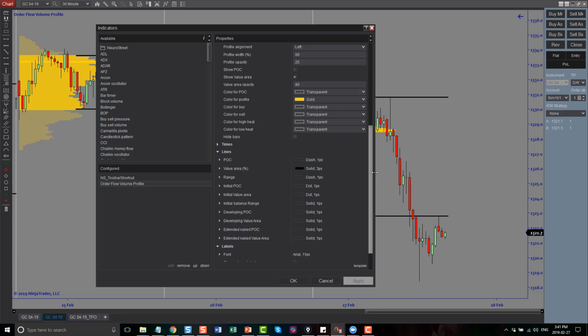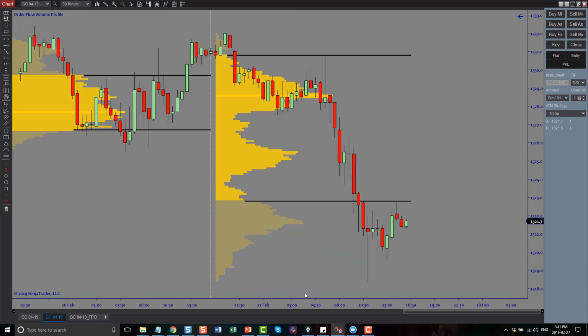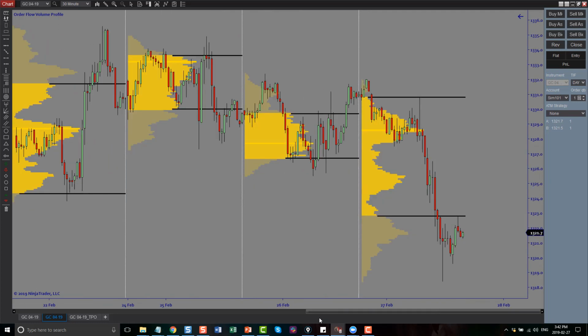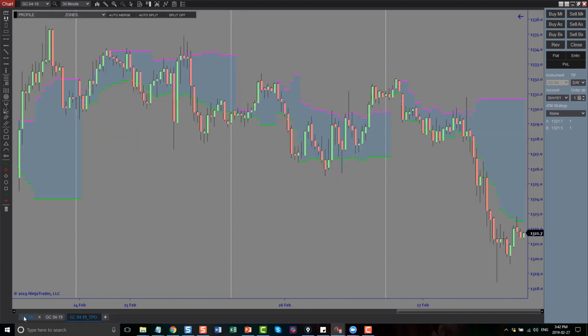I've turned everything to transparent because I don't need all the extra noise. I just want to see the profile. And it will only give you the current profile. It will not give you the developing profile in the past, right? So you'll be able to use this in real time, but you would not be able to use it to backtest, where you could use our other software to backtest.